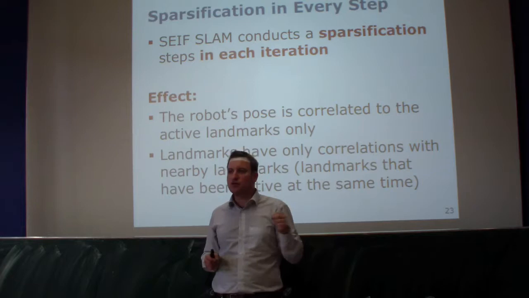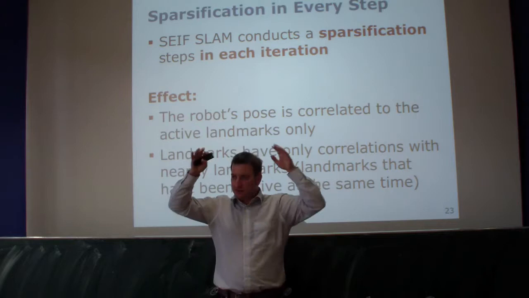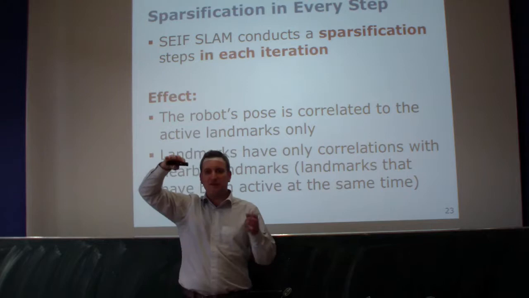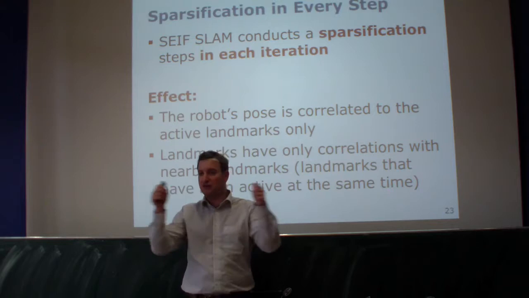That means in sum, we have a matrix where no matter how big the environment is, so if I duplicate the environment, we will have roughly the same number of direct connections, of non-zero elements in the matrix, for every line or every column.